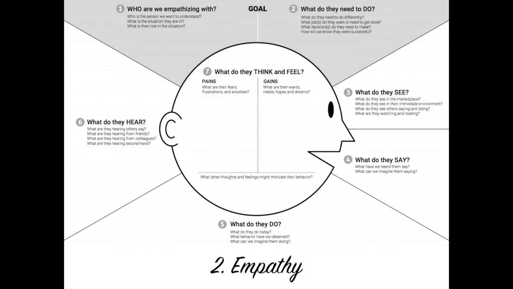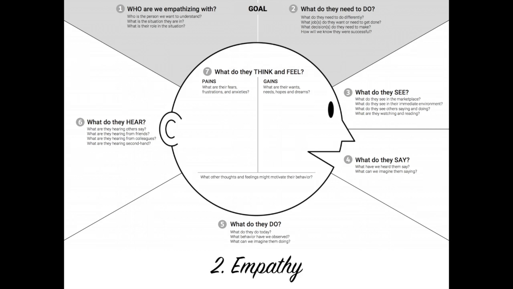Also, what do they see others saying and doing? These could be friends or family. Look about what they say. What have we heard them say in the past? And what can we imagine them saying? Obviously, this is all very hypothetical, but it should be based on either educated guesses or personal experiences from either your prospective listeners in the future or your current fan base.